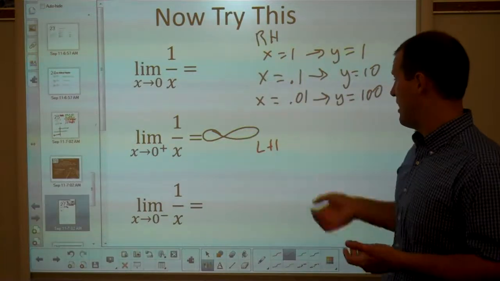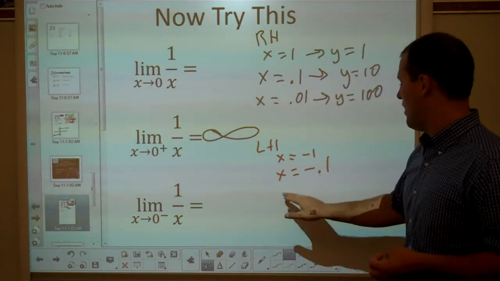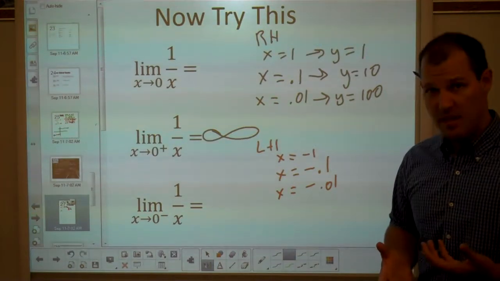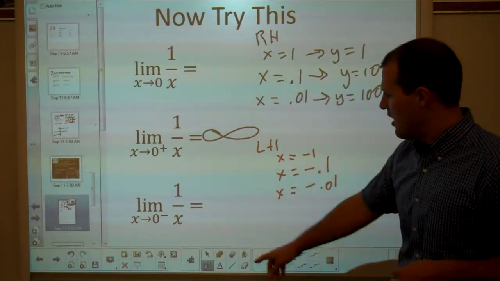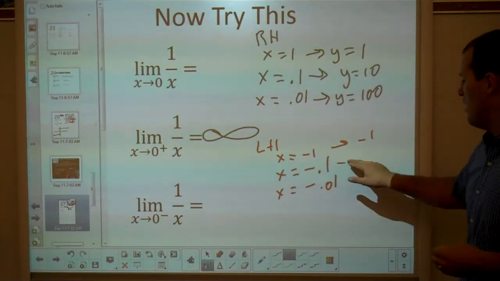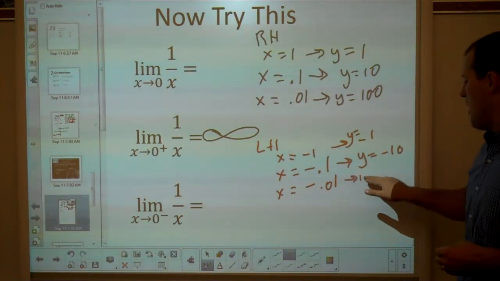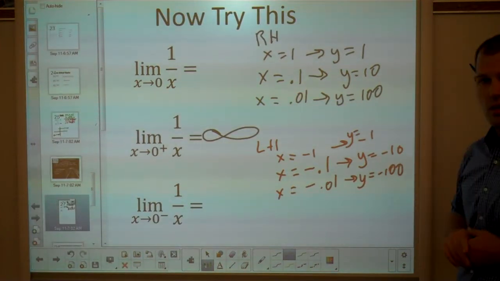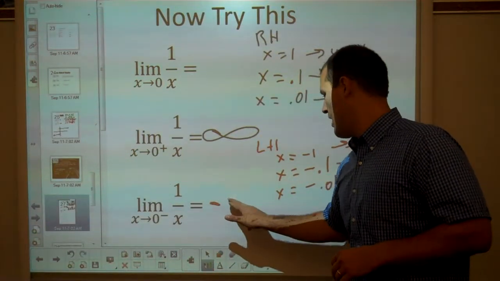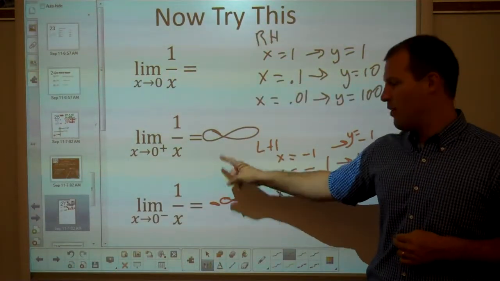On this one, we'll pick the same symmetric numbers again. So x equals -1, x equals -0.1, and x equals -0.01. And we can see it's going to basically be the same thing, it's just flipped over the x-axis, because now we have a positive number divided by a negative. So instead of 1, we're going to get -1, we're going to get y equals -10, and y equals -100. And so where are these headed? Well, they're getting really, really big, but they're doing it in the negative direction, so we're going to put negative infinity there.